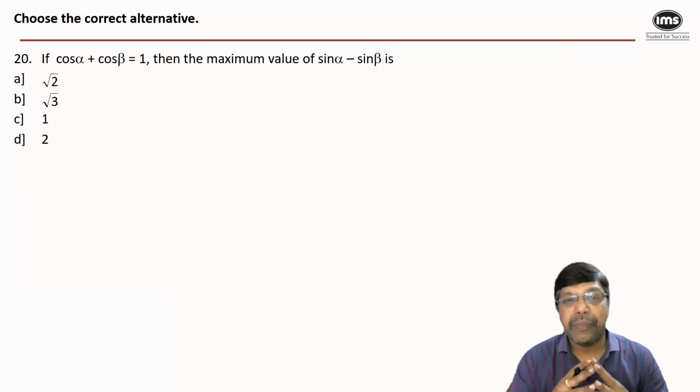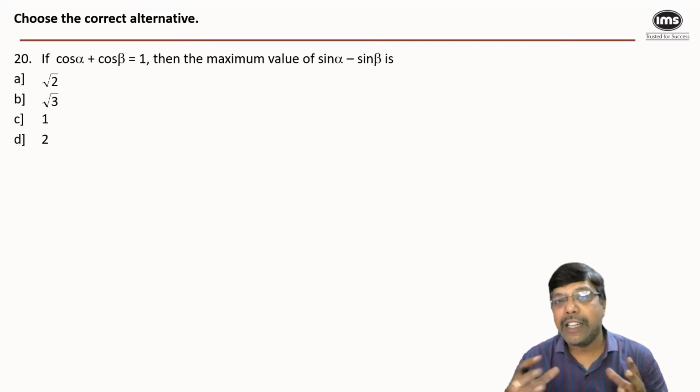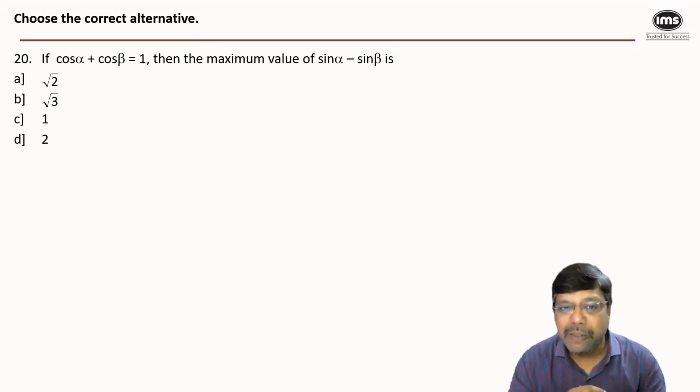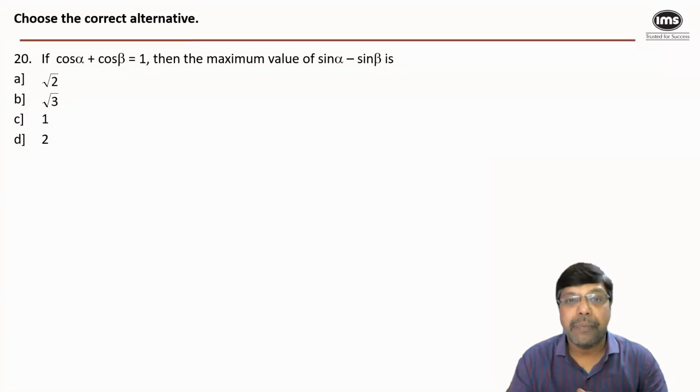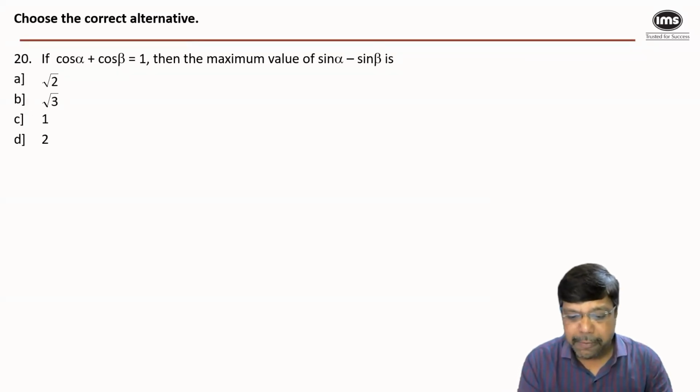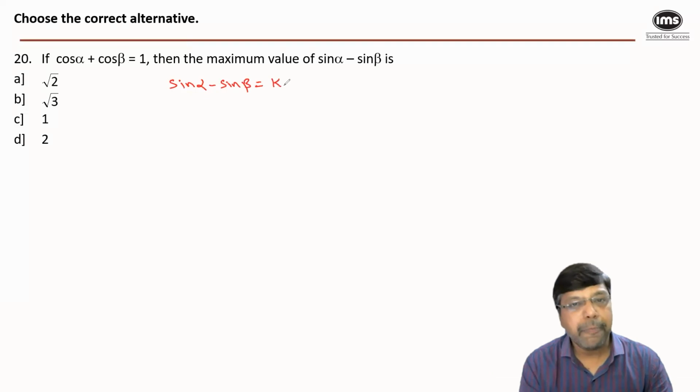Question number 20. Now this format of question is something that is very frequently seen in various entrance exams. We are given the constant value of cos alpha plus cos beta, and we are to find the maximum value of sin alpha minus sin beta. Now, let me say that cos alpha plus cos beta is given as 1, and I will assume sin alpha minus sin beta to be equal to some k.